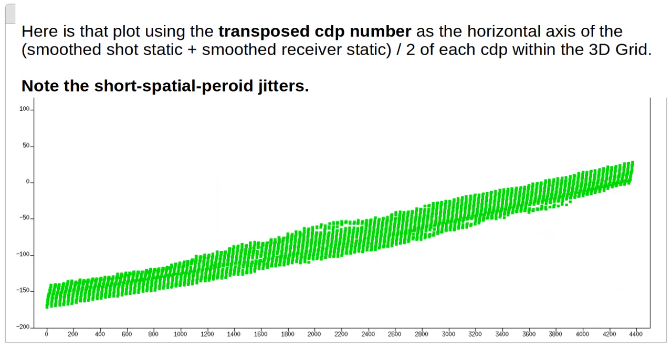Here is that plot using the transposed CDP number as the horizontal axis of the smooth shot static plus smooth receiver static divided by 2 of each CDP within the 3D grid. Note the short spatial period jitters.